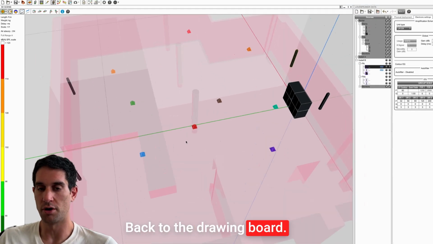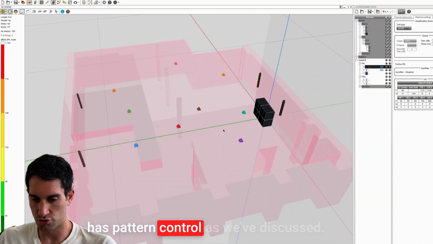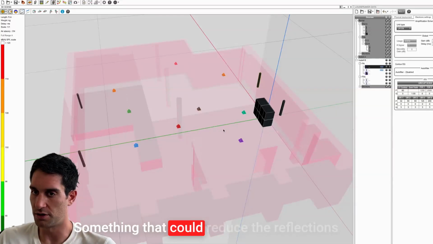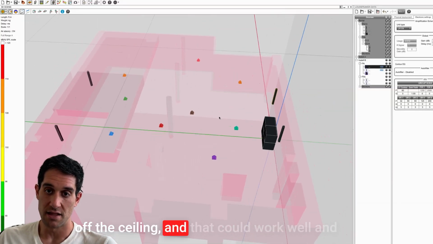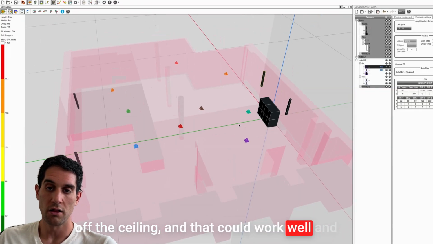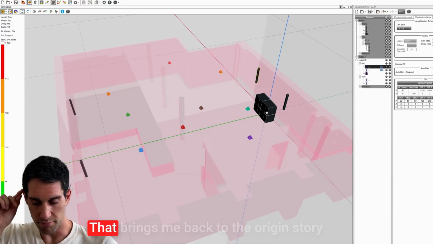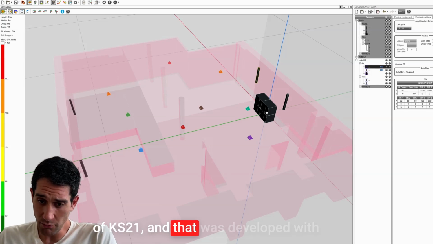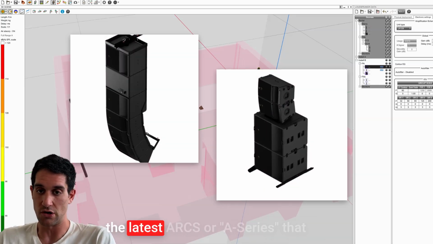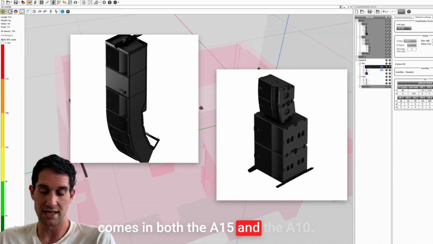Back to the drawing board, what we wanted is something that has pattern control, as we've discussed, something that could reduce the reflections off the ceiling and that could work well and have very strong phase alignment with KS21. That brings me back to the origin story of KS21, and that was developed with the latest ARCs or A series that comes in both the A15 and the A10.